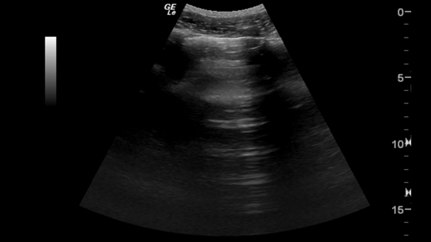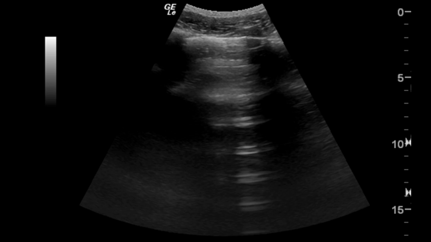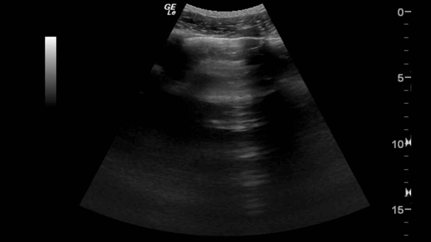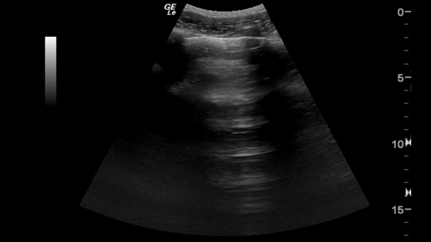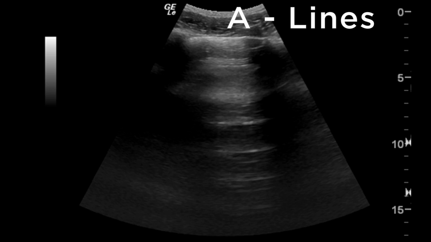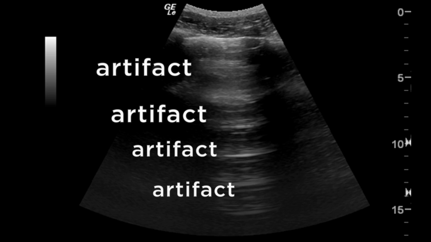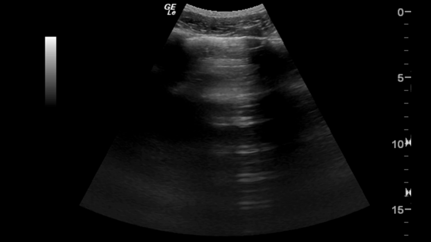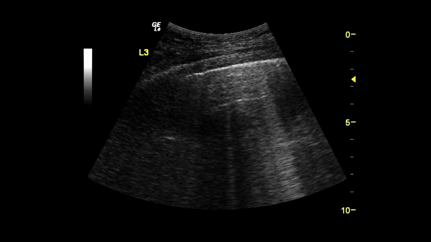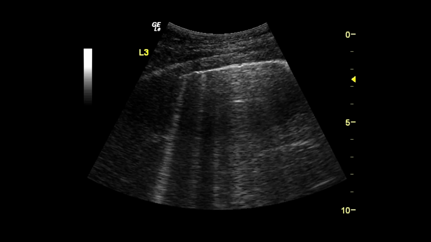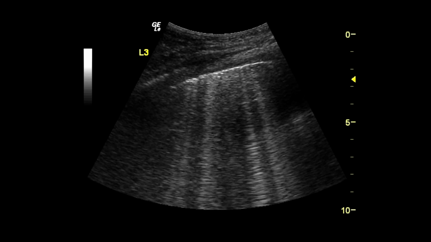When the transducer is perpendicular to the lung surface, a reverberation artifact of the pleural line gives the appearance of multiple horizontal lines equidistant to each other. These are referred to as A-lines, and this pattern can be seen in air-filled lung. When pulmonary edema is present, several vertical lines are seen streaming down from the pleural line to the bottom of the screen. These are called B-lines.